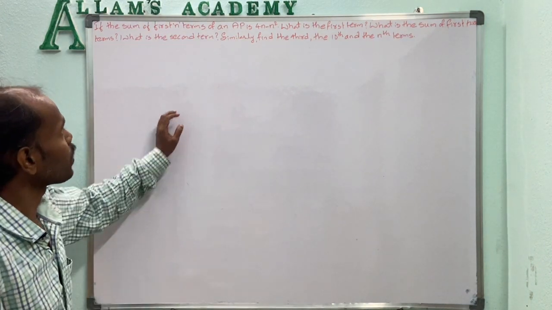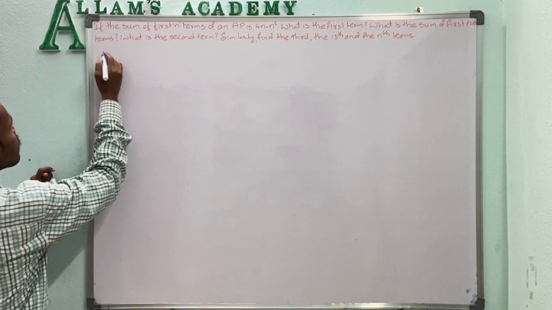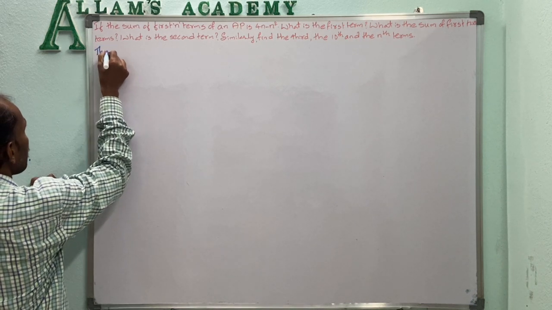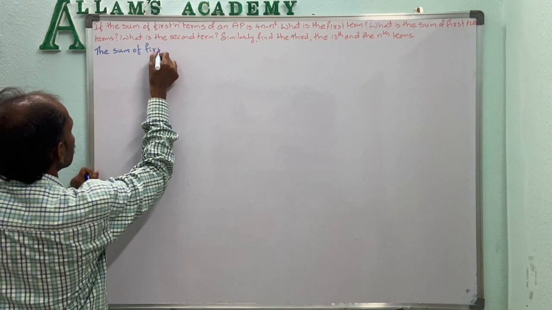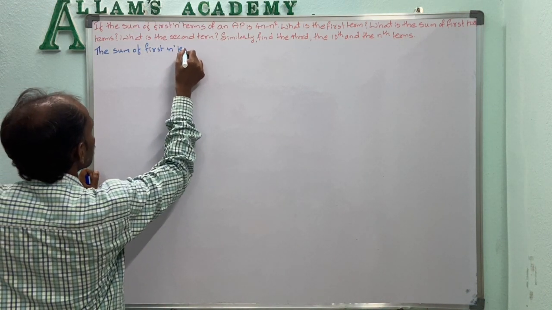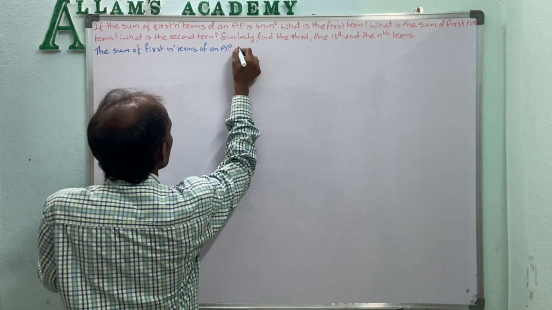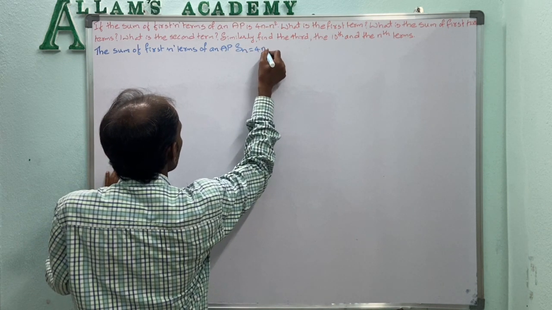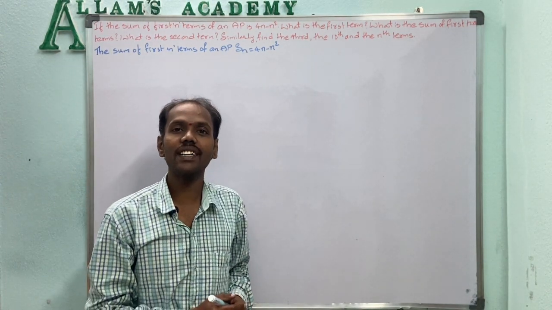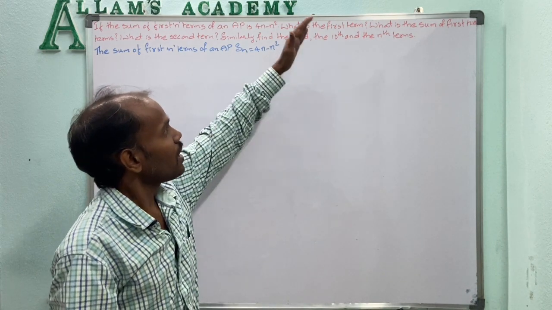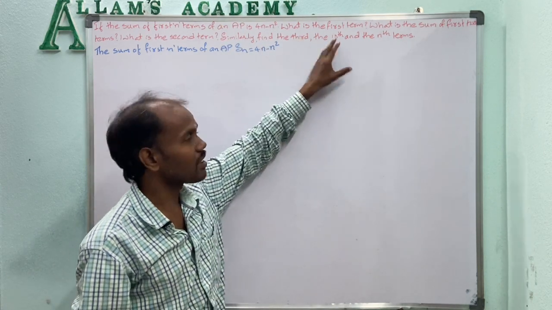So, in an arithmetic progression, the sum of n terms is given as 4n minus n square. So, the sum of first n terms of an arithmetic progression, Sn, is equal to 4n minus n square. Now here we have to find the first term, the sum of first two terms, the second term, the third term, the 10th term, and the nth term.